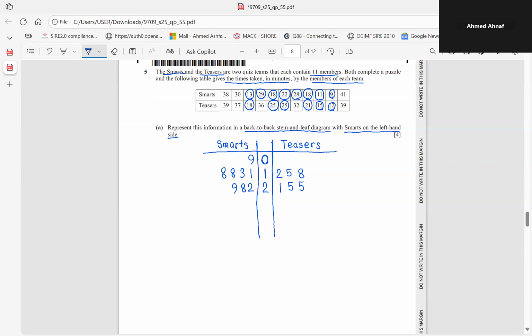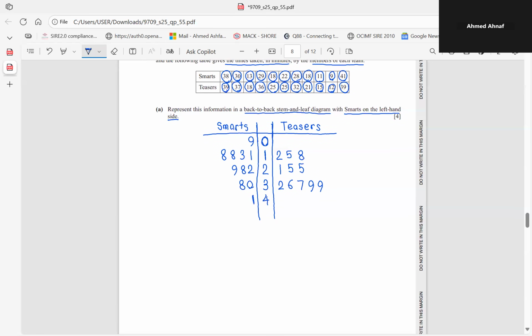And then lastly, let's look for the numbers starting with the digit 3. For the Smarts, we only have 30 and 38. So this is going to be 0, and this is going to be 8. And for the Teasers, we have 32, 36, 37, and lastly, 39. So 9 here. And for the Smarts, we have 41. So let's write 4 in the stem and 1 in the leaf.